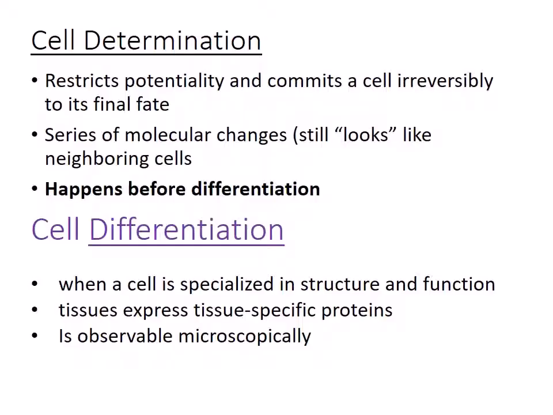Then cell differentiation happens when a cell is specialized in both structure and function. So when a tissue begins to express its tissue-specific proteins, that's when it's differentiated. And this is observable with a light microscope.